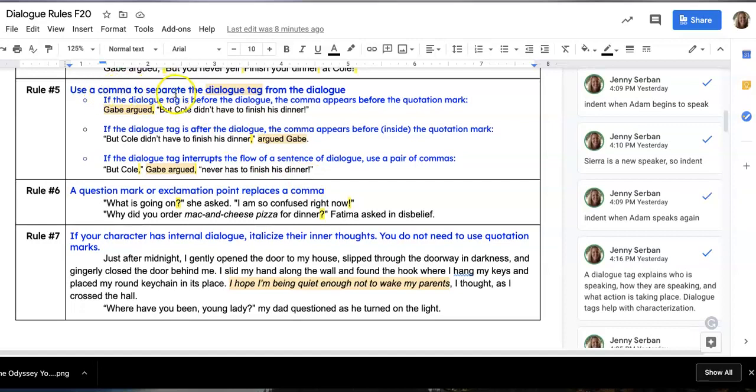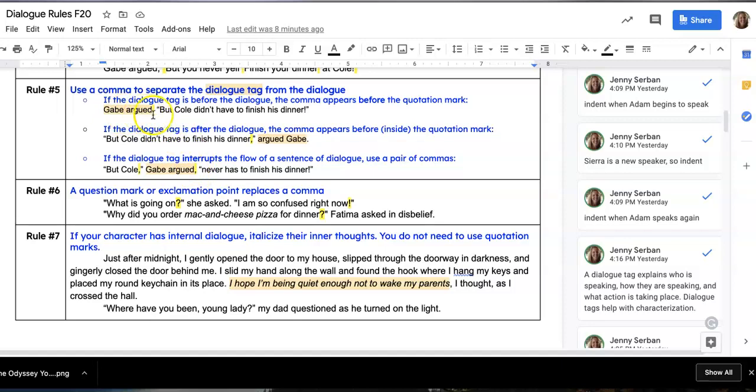Use a comma to separate the dialogue tag from the dialogue. Notice the dialogue tag is highlighted in this orangey color, and you can see that there are 3 different dialogue tags. Now, as far as the comma, where you use the comma depends on where the dialogue tag appears. Sometimes the dialogue tag will be at the beginning, sometimes it's at the end, and sometimes it's in the middle. And where it is dictates what kind of comma you use.